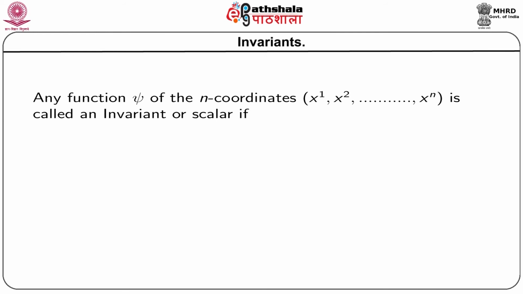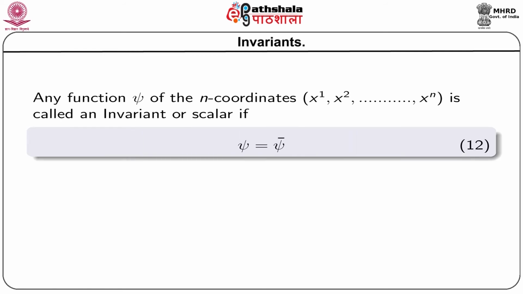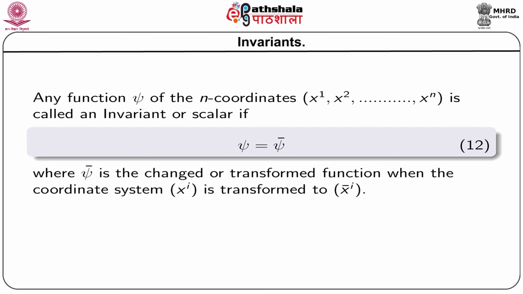Now, we see some invariants. Any function psi of the n coordinates x1, x2, ..., xn is called an invariant or scalar if it remains the same after the transformation of coordinates. That means psi equals psi bar, where psi bar is the changed or transformed function when the coordinate system x^i is transformed to x bar i.